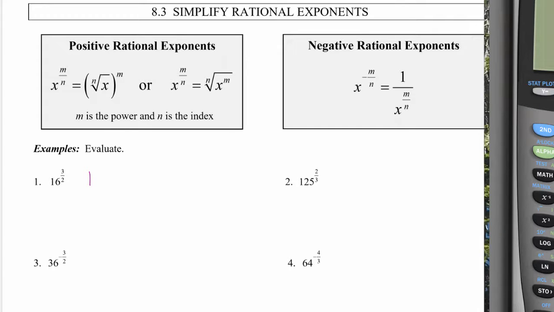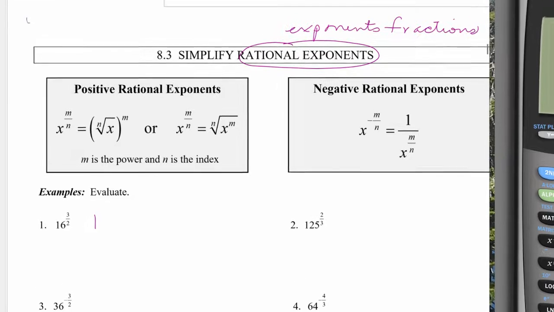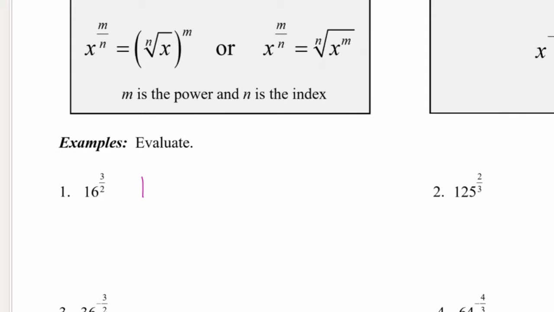In this video, we're going to talk about simplifying rational exponents. And as you know what that means, rational exponents are exponents that are fractions. Look at our first example here. We have 16 to the 3/2.